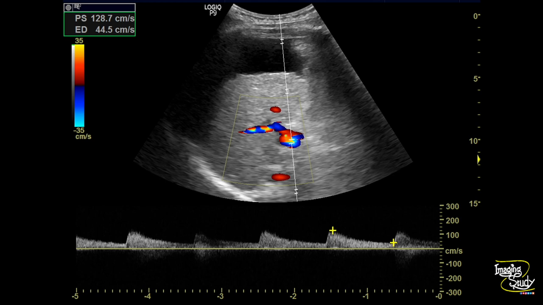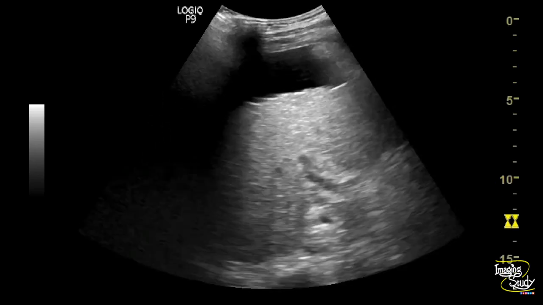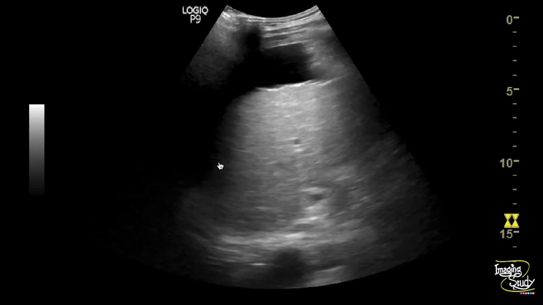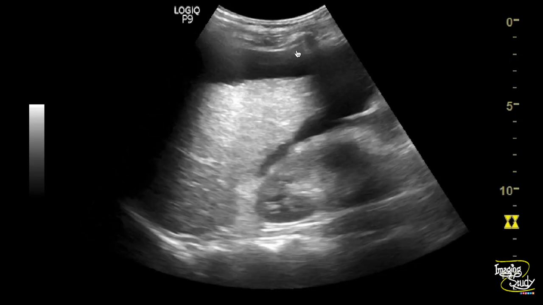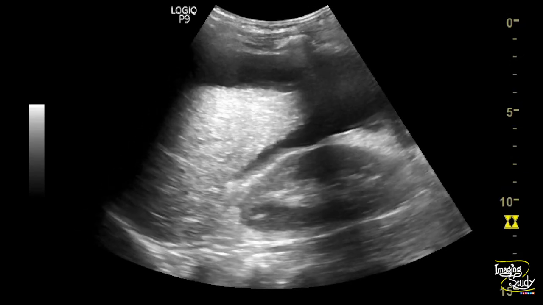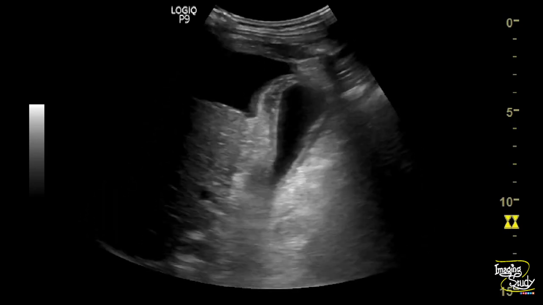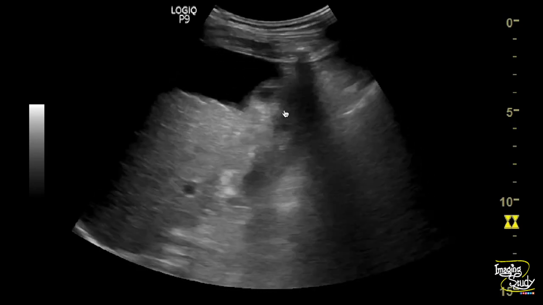We have measured the peak systolic velocity, which was 128 cm per second, which is relatively higher for the hepatic artery. Let's see this case on real time. You can see the nodularity of the shrunken liver with a coarse parenchyma and adjacent ascites. The gallbladder wall is thickened and edematous.